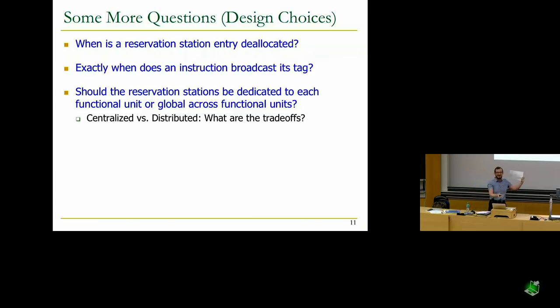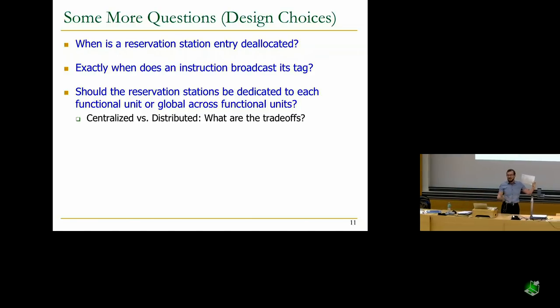You cannot allocate a reservation station to add, and the machine needs to stall, even though you may have empty reservation stations here that are dedicated for multiply. So this is essentially a very general trade-off. It's the trade-off of static partitioning, in which case we are statically partitioning the resources we have. If you think about it, we have a total of 8 reservation stations, but we're statically dedicating 4 of them to the adder and 4 of them to the multiplier. Alternatively, we could have dedicated 8 of them to everything and dynamically partitioned it.